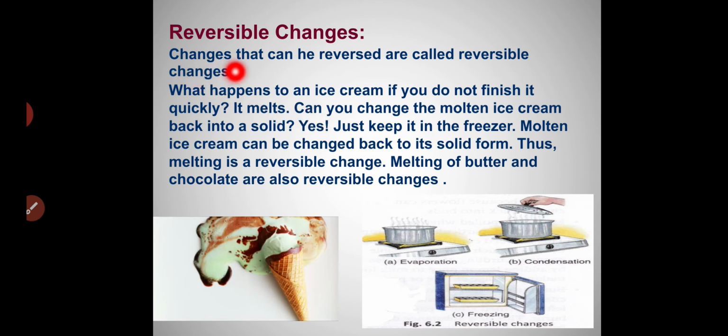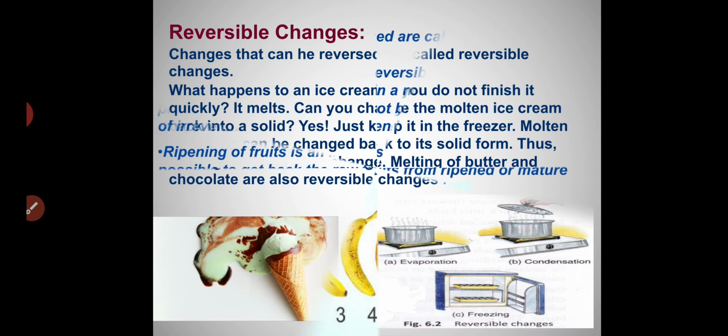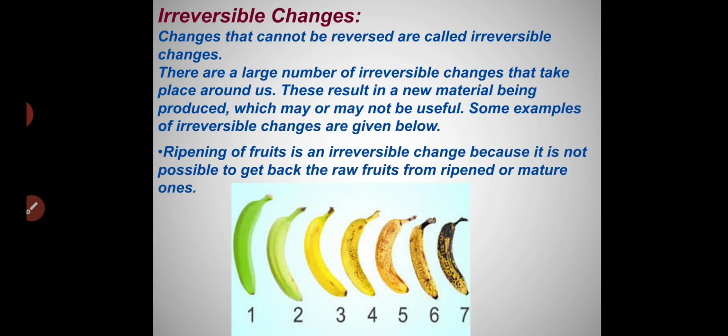See, changes that can be reversed are called reversible changes. Here you can observe how ice cream is melted, but we can again get this ice cream as ice cream, right? Now water is evaporating. Again by condensation we can get this water. Now irreversible change. You can see the example over here. The banana is going to be ripe. Now it becomes black. Again will we get this banana? No, it's not possible.